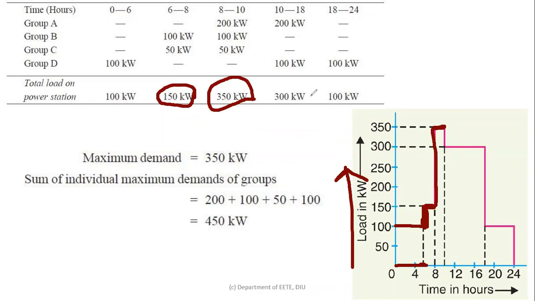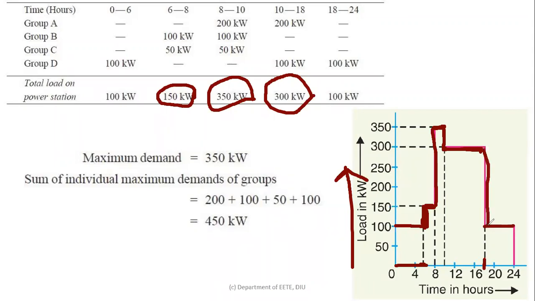And finally, from 10 to 18, we get 300 kilowatt. This is 18, this is 16, this is in between, this is 18. We get 300 kilowatt, just connecting with the previous diagram. And finally, from 18 to 24, the value is only 100 kilowatt. So that's how we draw the load curve of this example.